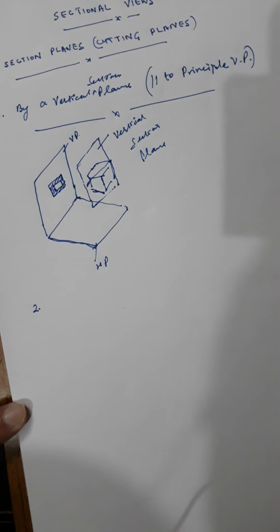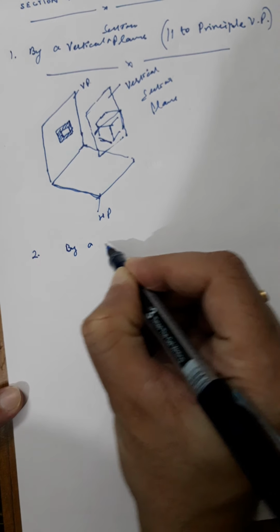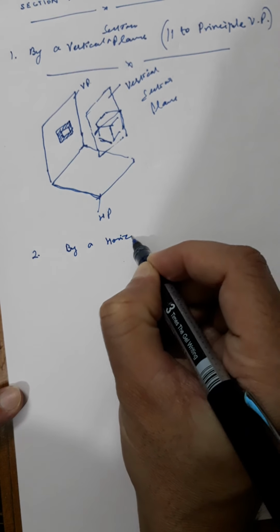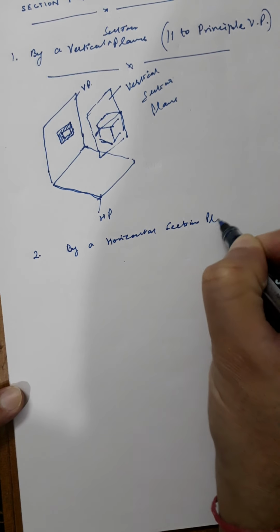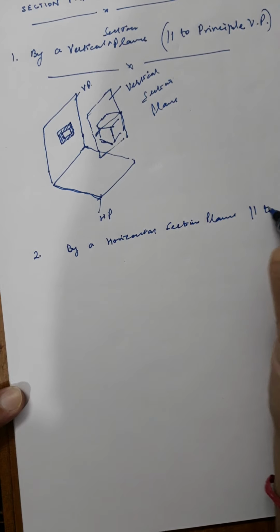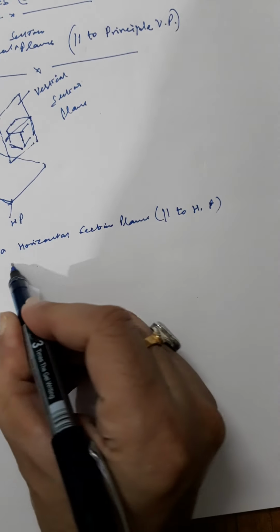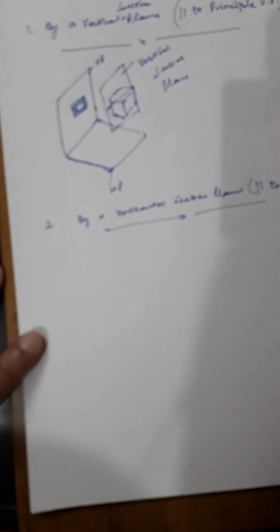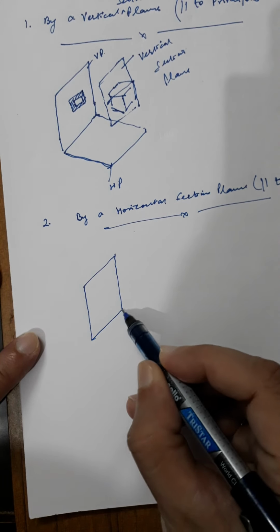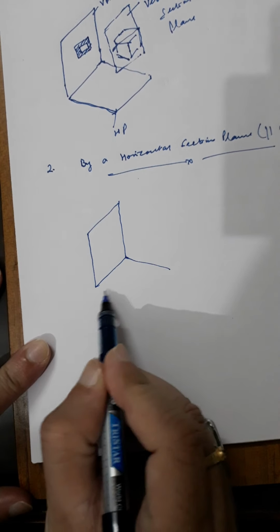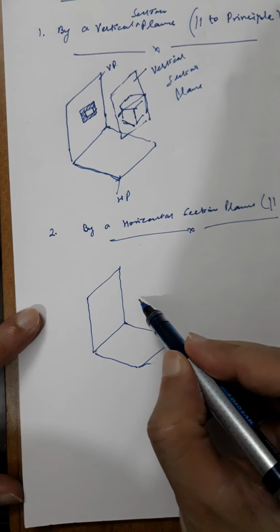Now the second one will be by a horizontal section plane, that is parallel to the principal horizontal plane. Now I will give you the example here. So this is again the vertical principal plane, this is the horizontal principal plane, and the object is somewhere here.